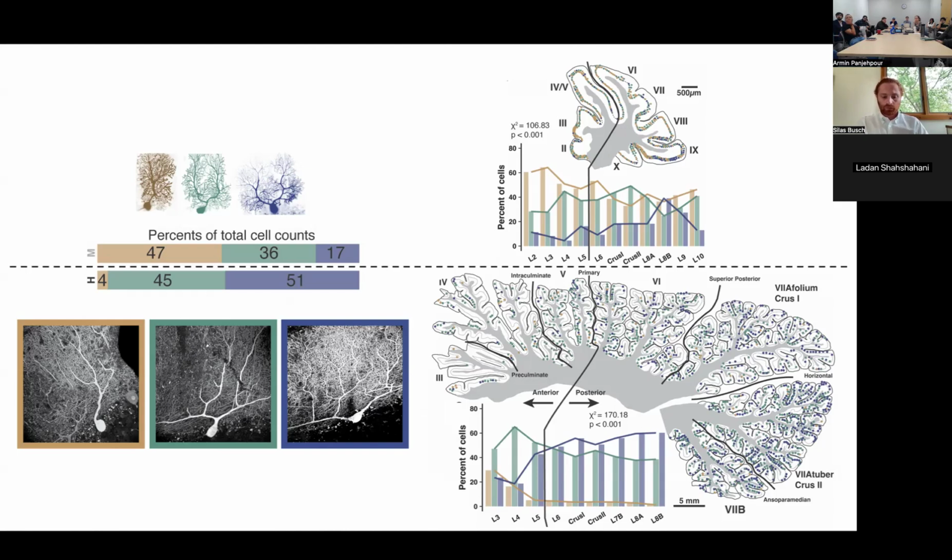So we think that there could be some kind of a functional component here. And I already told you the story about climbing fiber translocation during early development. So we've reached the end of what we can do in the human to some extent.